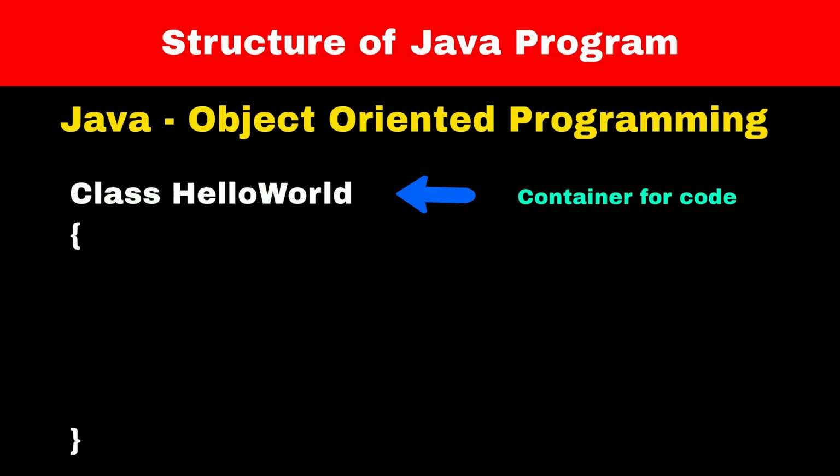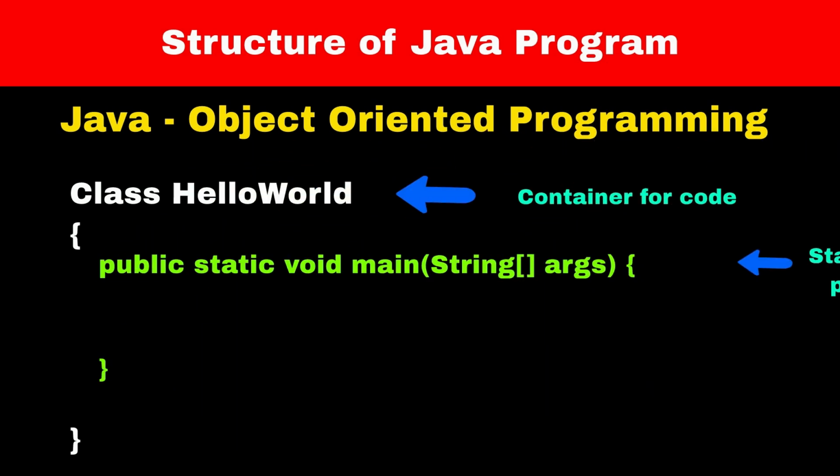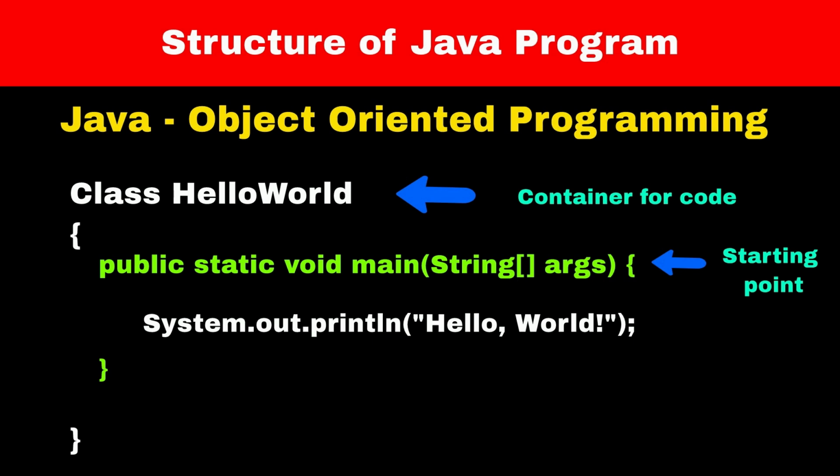The execution of a Java program begins from the main method. In Java we define the main method as public static void main and then String args. Inside the main method we write our code. To display something on a screen we will use System.out.println followed by what we want to print. In this case, we will print Hello World. That's it. Our Hello World program is ready.